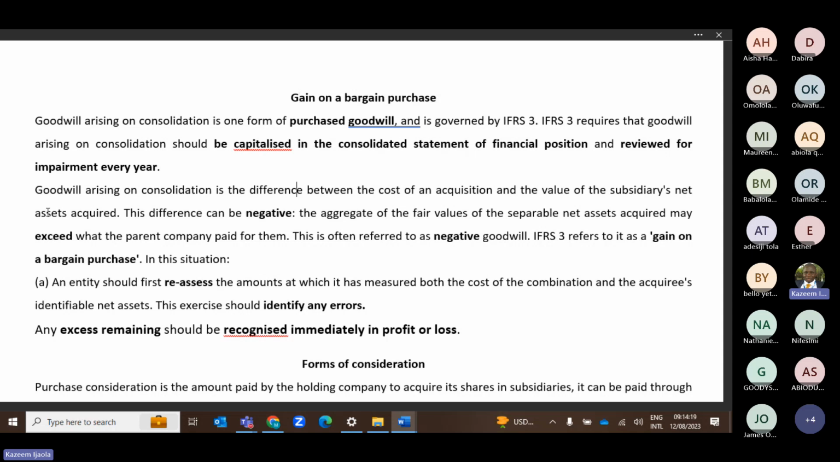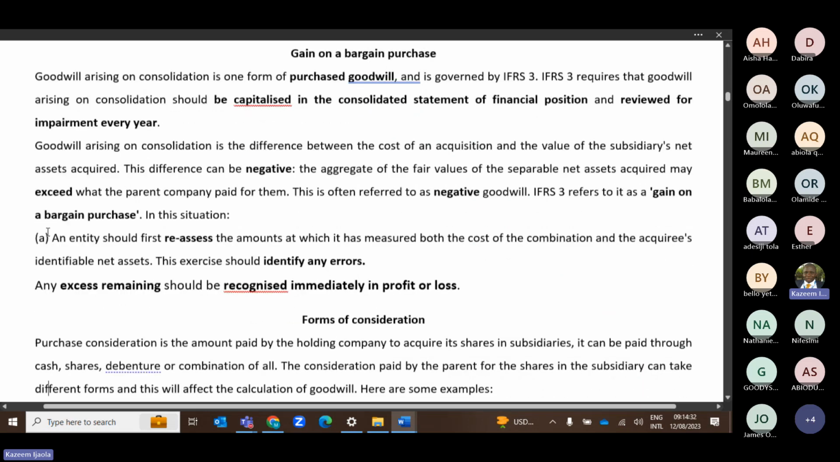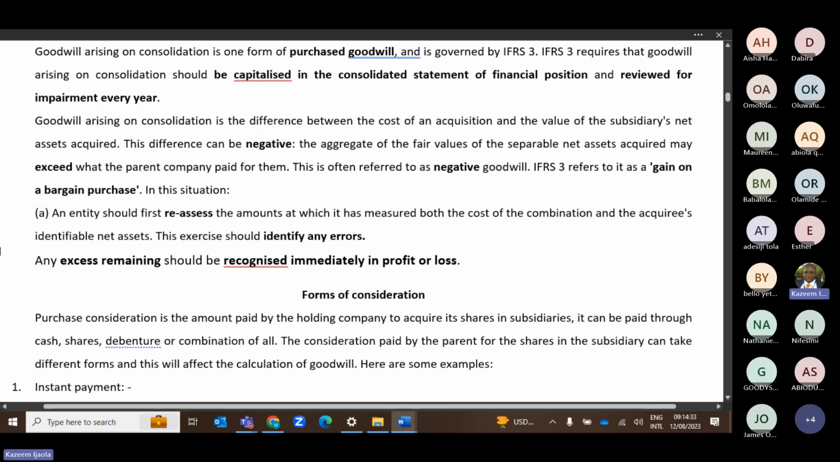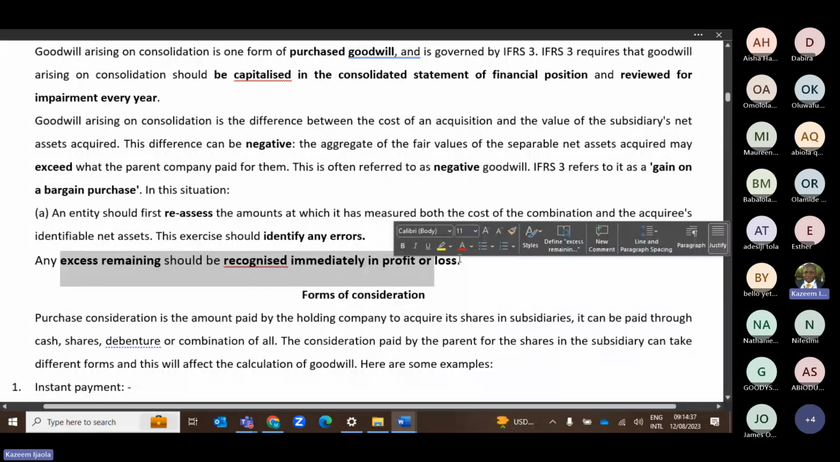So the question is, how do you treat gain on bargain purchase? The standard states that for gain on bargain purchase, you must recognize it in your reserve immediately. You don't capitalize it. Any gain on bargain purchase should be recognized immediately in P&L or your reserve straight away. That is exactly what you do to gain on bargain purchase.